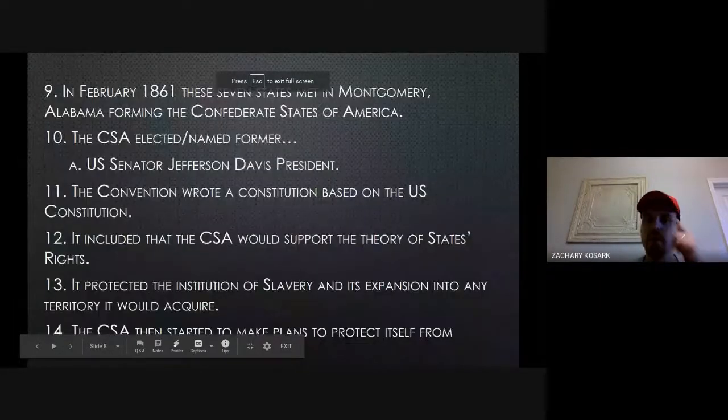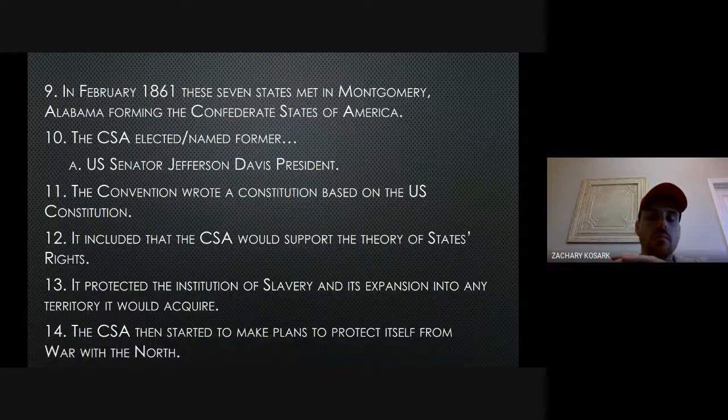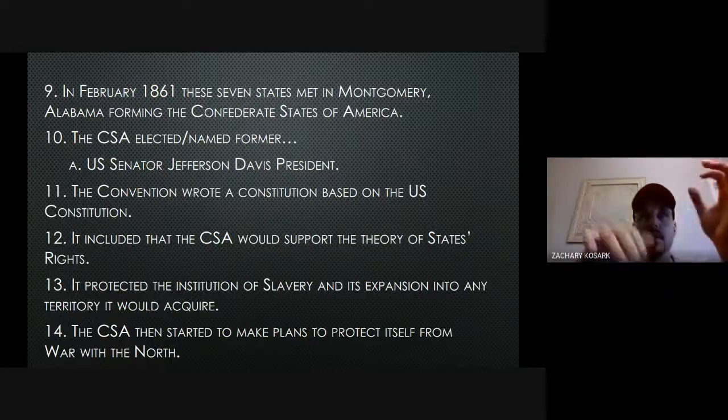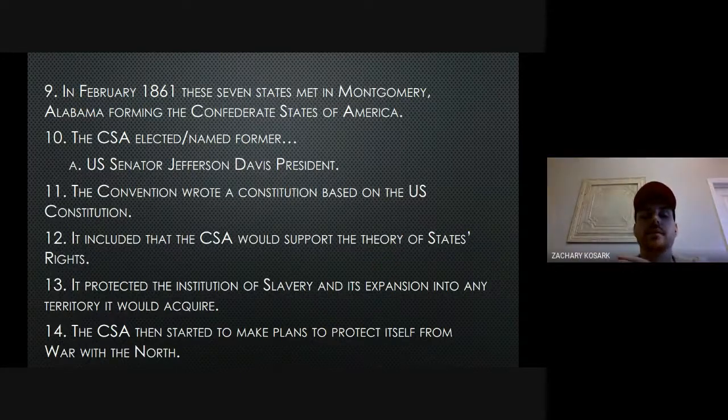In February of 1861, the 7 states form what becomes known as the Confederate States of America. So that'll become known as the Confederates. The northern states will become the North. So the North and the South. The Union is the North. The Confederate is the South. The CSA, or the Confederate States of America, elects former U.S. Senator Jefferson Davis as the first president of the Confederate States of America.